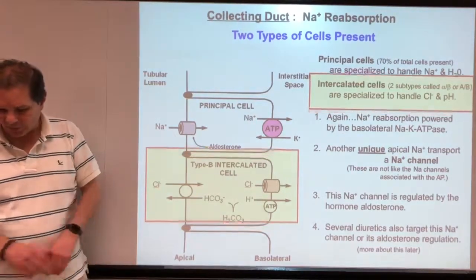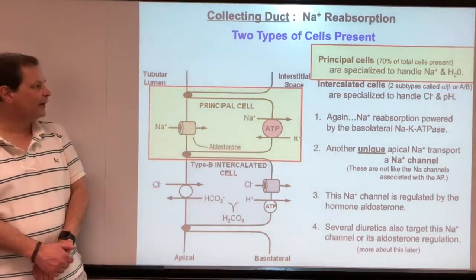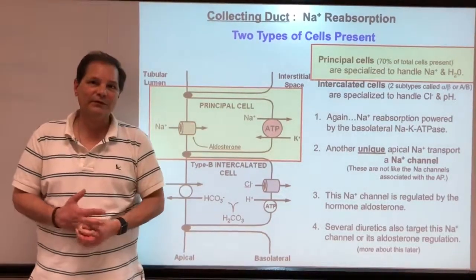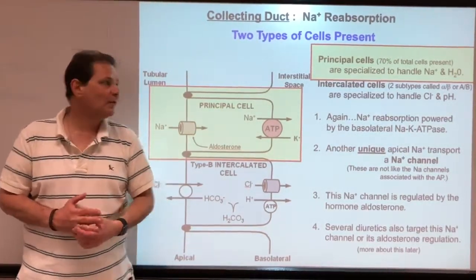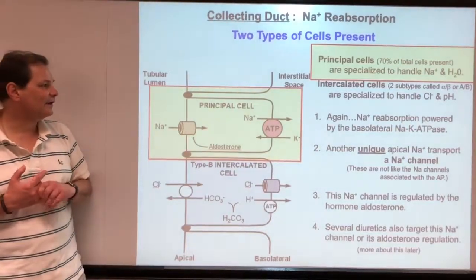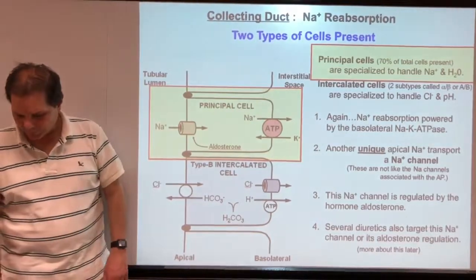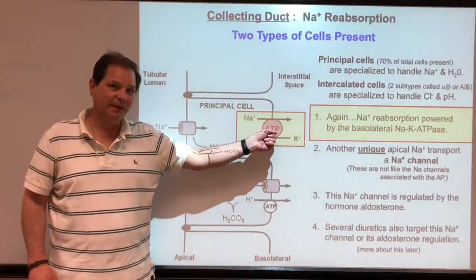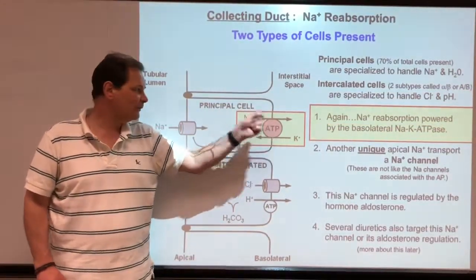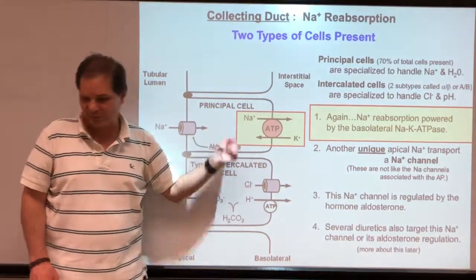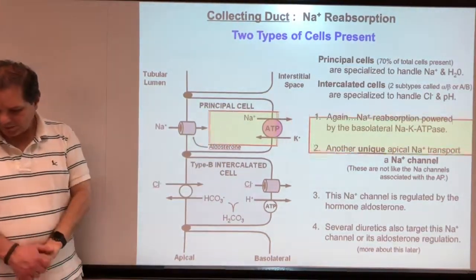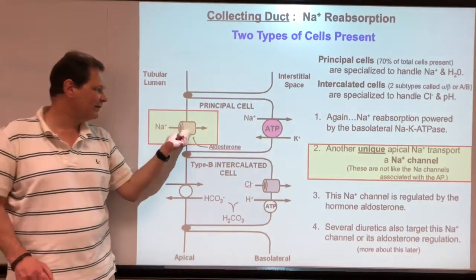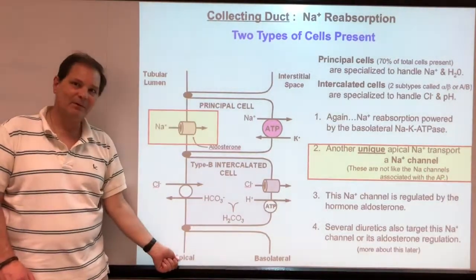And then what we are going to talk about are the principal cells, and these are the cells that are responsible for transporting sodium across the collecting duct epithelium. Okay, so again, our old friend, sodium-potassium pump, driving sodium transport, keeping the sodium concentration down in the cell. And yet another unique mode of transport. This time we have a sodium channel in the apical membrane.